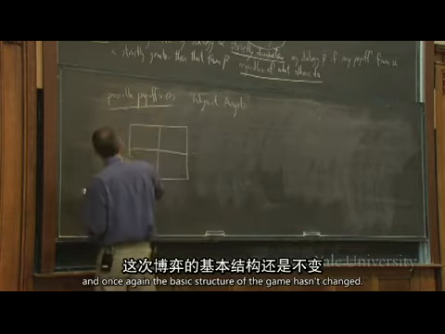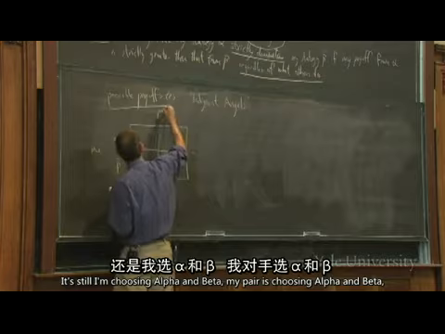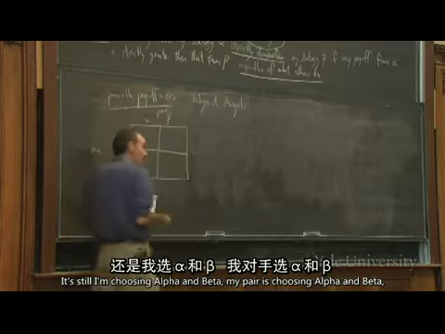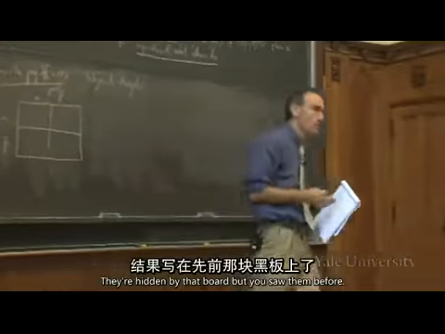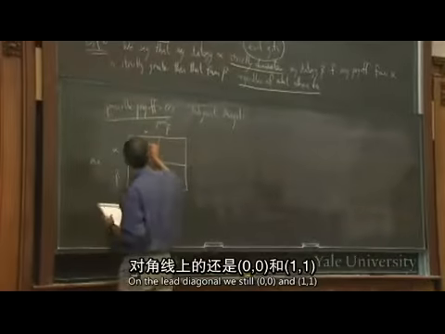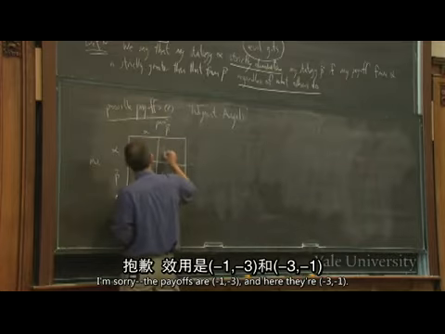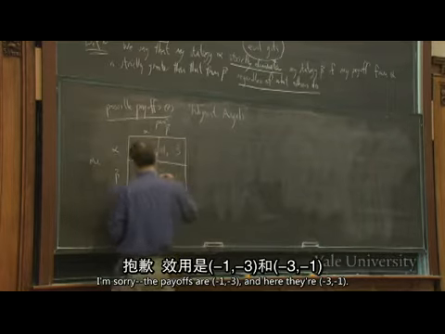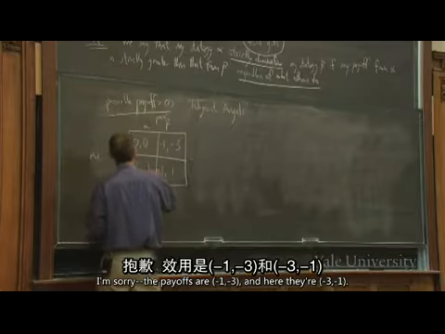And once again, the basic structure of the game hasn't changed. It's still, I'm choosing alpha and beta, my pair is choosing alpha and beta, and the grades are the same as they were before. They're hidden by that board, but you saw them before. All right? But this time, the payoffs are as follows. On the lead diagonal, we still have 0, 0, and 1, 1. But now here the payoffs are -1 and -3, and here they're -3 and -1.